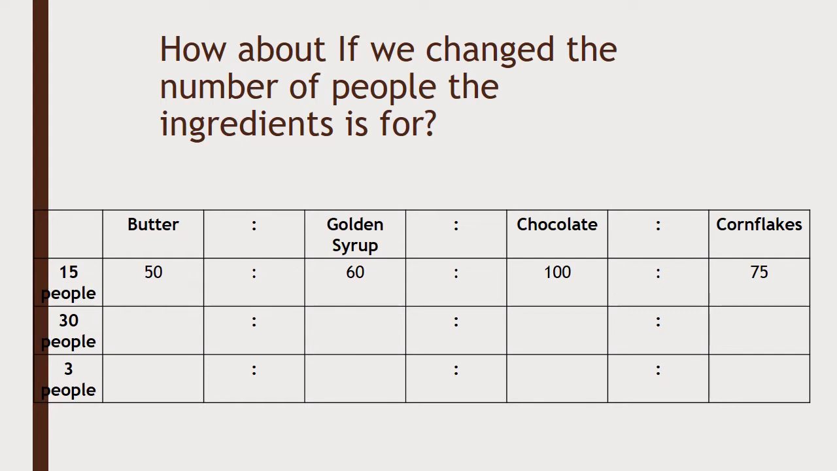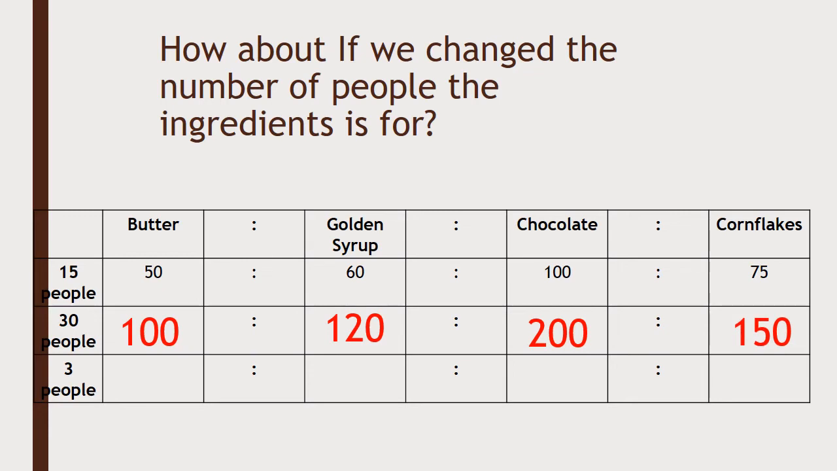Brilliant. Let's go through the answers. Well, first of all, we know we have to look at the relationship between the number 15 and the number 30. What do we have to multiply 15 by to get to 30? That's right, we multiply it by 2. We have to do the same then with our 50 grams of butter. 50 times 2 is 100. 60 times 2 is 120. 100 times 2 is 200. And 75 times 2 is 150.